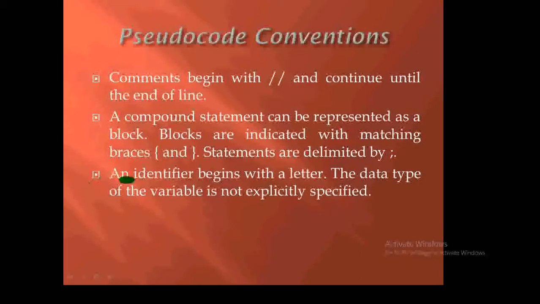Next, an identifier. What is an identifier? It is a variable which is used in an algorithm. An identifier should begin with a letter. Here in the algorithm, the data type of a variable is not explicitly specified. It is to be assumed whether it is an integer or a float or a character or a string.